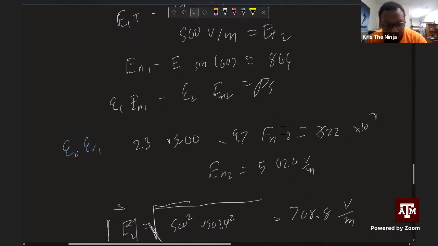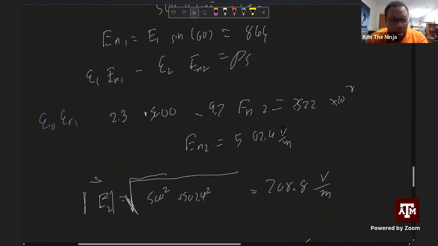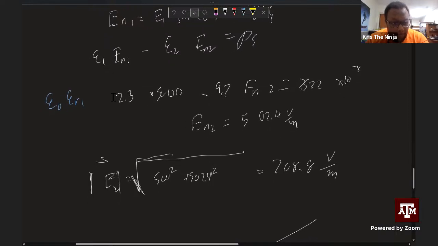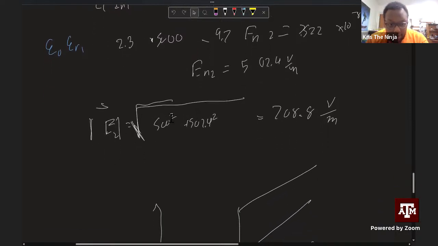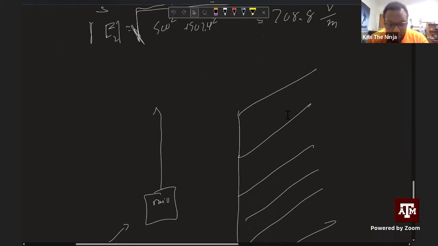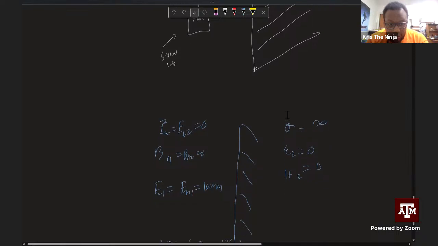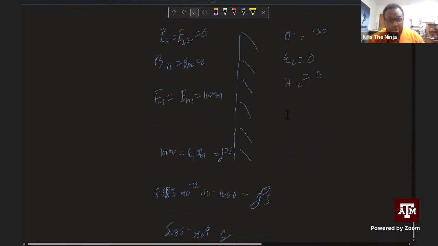No, that's a rho s, charge source. And then you have your epsilon r and epsilon naught, and you multiply those together, subtract that with E normal, and you get this value, and then you can find the magnitude of this with the square root of these two values added together, and you get 708.8 volts per meter. So that's kind of how that works.